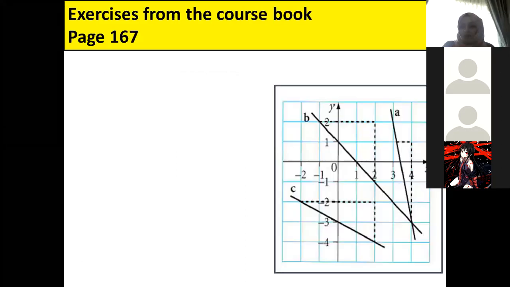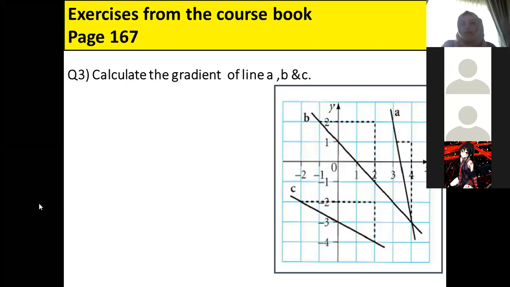That's great. Come see this question. Calculate the gradient of line A, B and C. They're easy too, quickly.